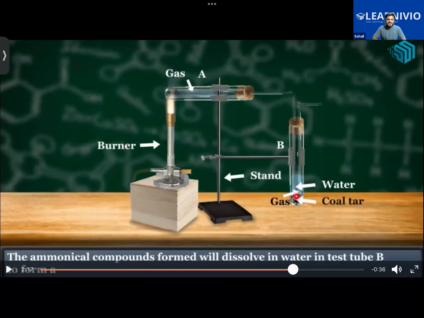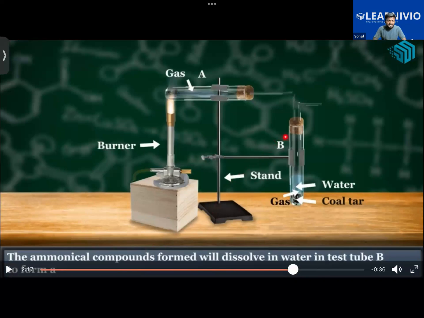Yes, Aisha, it settles at the bottom. Getting it now? So coal tar is not soluble in water, thereby it settles at the bottom of the beaker. But compounds of ammonia are soluble in water.